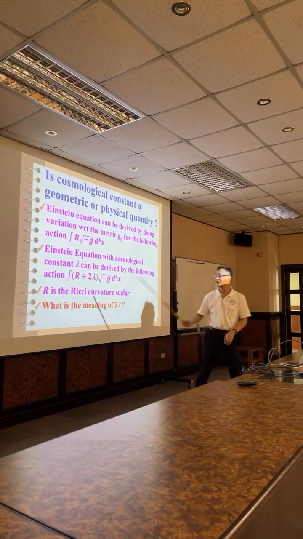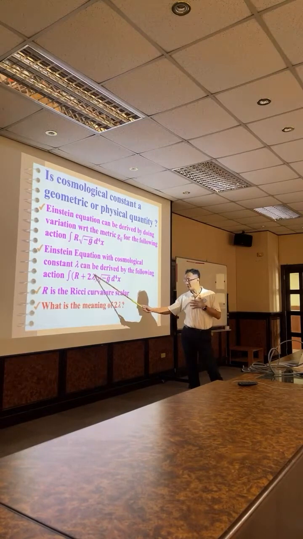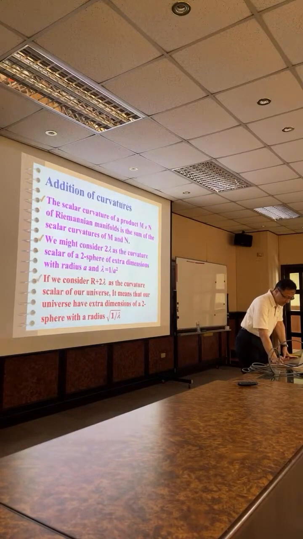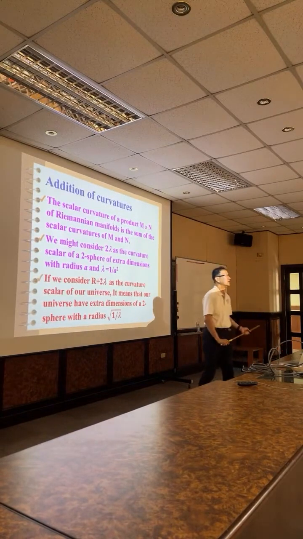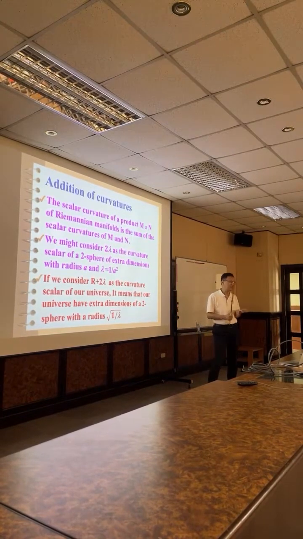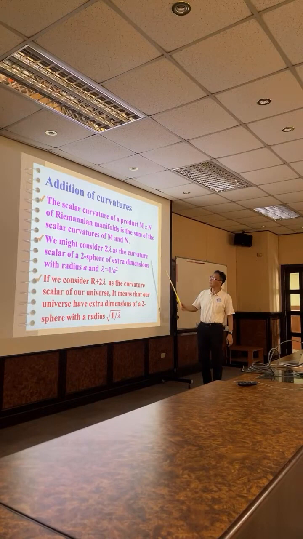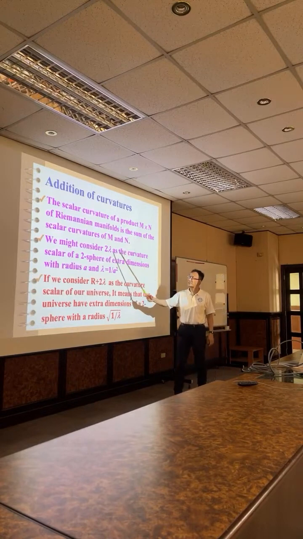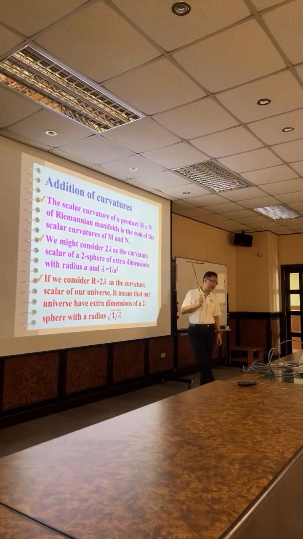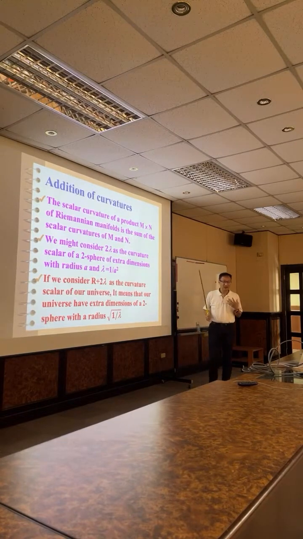So we know R is the curvature of our universe. But then, what is lambda? You can say, well, it just is a quantity, right? But actually, if you think about some kind of manifold, for example, the M cross N manifold, then the sum of the scalar curvature of M and N will become the curvature of the M cross N manifold.